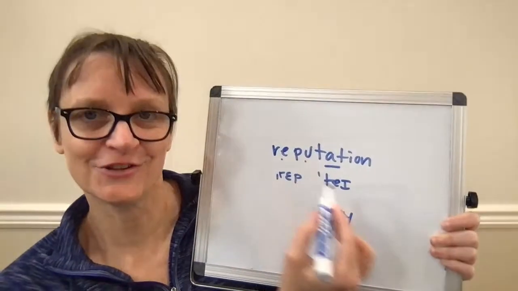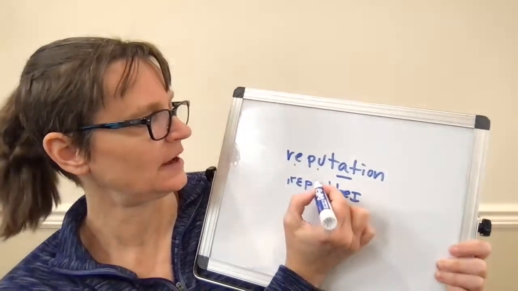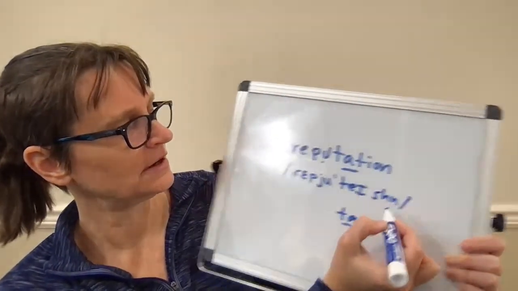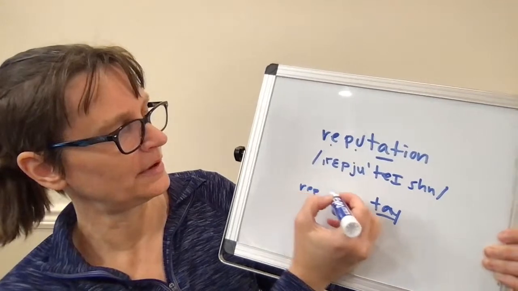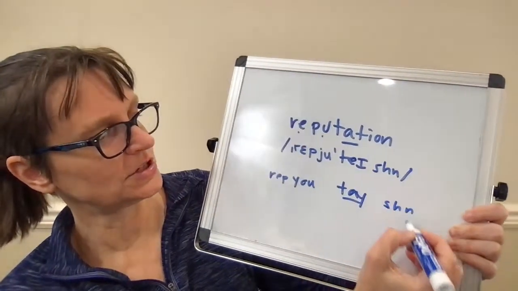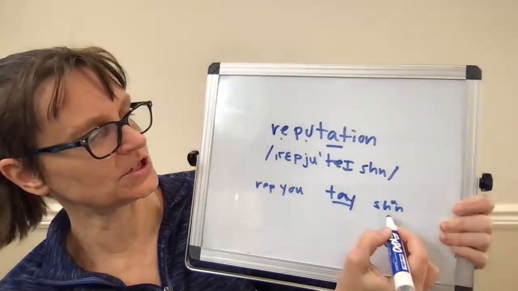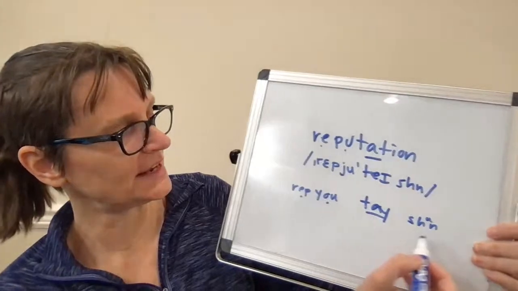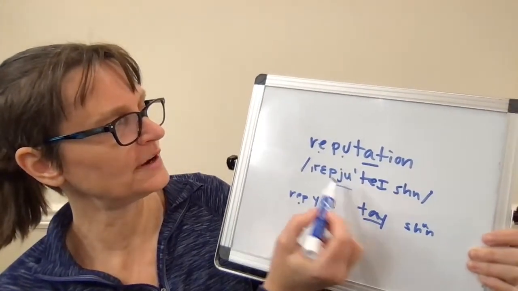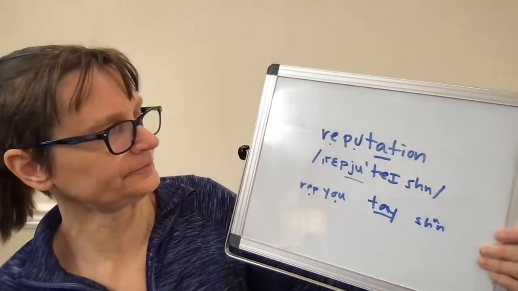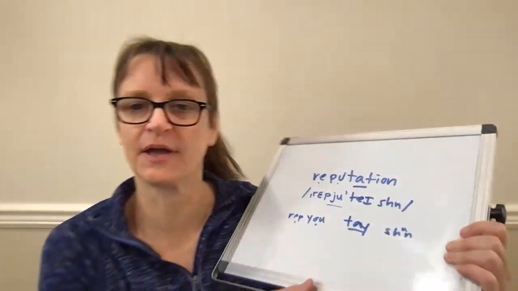This letter U has a glide and the oo sound. So reputation, thinking about it like rep, U, te, shun. You can think about it like "shun" or "shn." It's again a syllabic N with very little vowel before it. Reputation. So what you want to watch out for is that it's not an oo, but rather a yoo. Reputation.